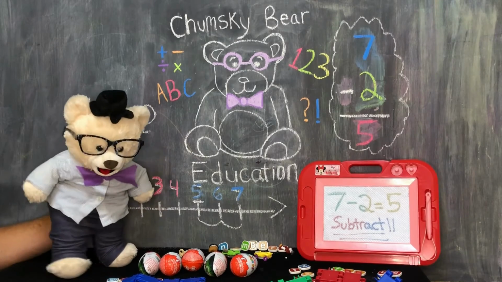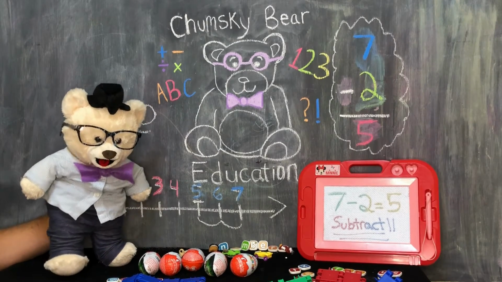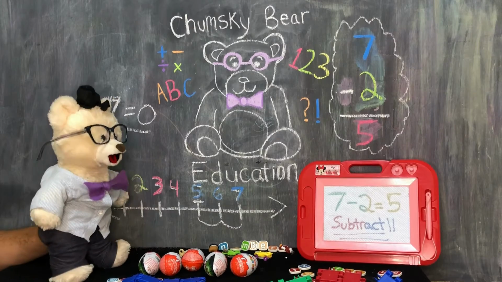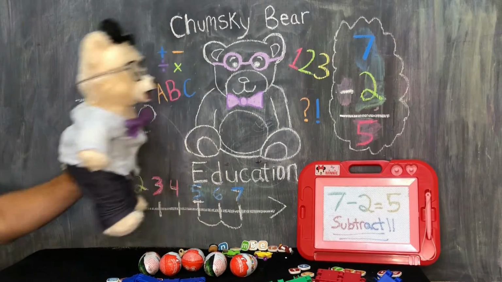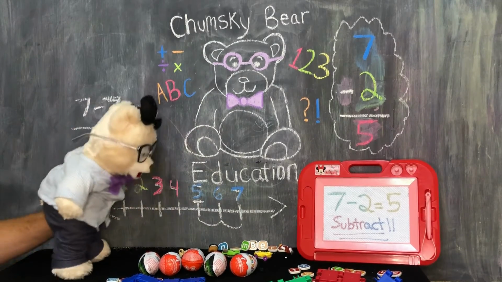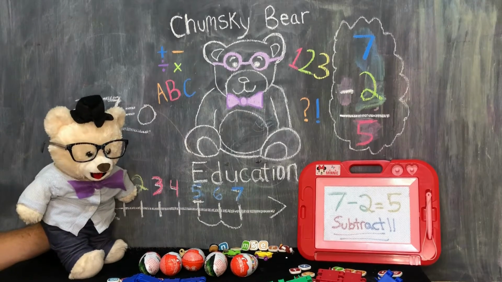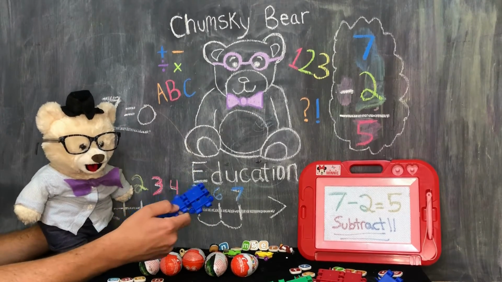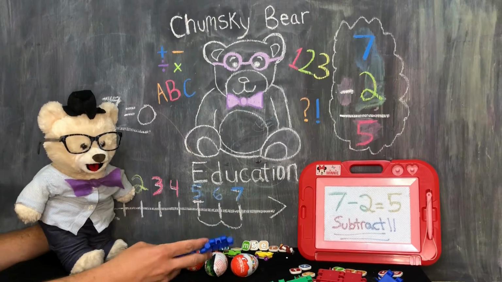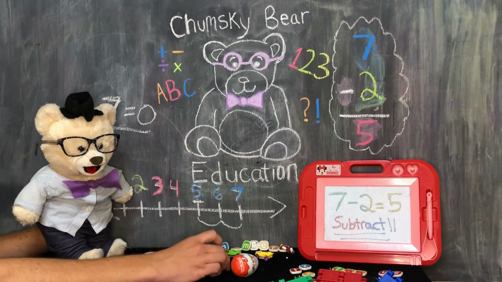So how many ways have we learned to count, to subtract today, Chumsky? Ready? We learned number sentences. We learned counting back on a number line. We learned grouping things together with things like clicks or things that help you count. And grouping, like your chocolate eggs.